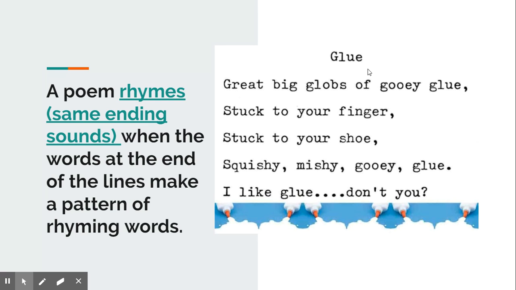Glue. Great big globs of gooey glue, stuck to your finger, stuck to your shoe. Squishy, mishy, gooey glue. I like glue, don't you?